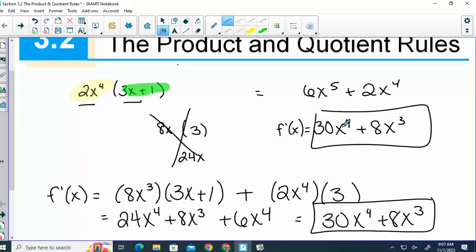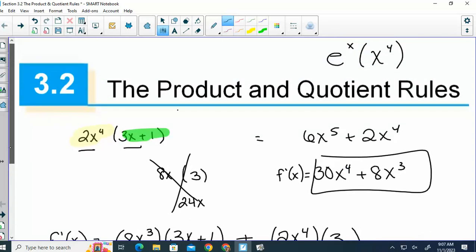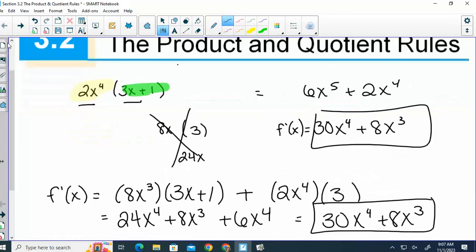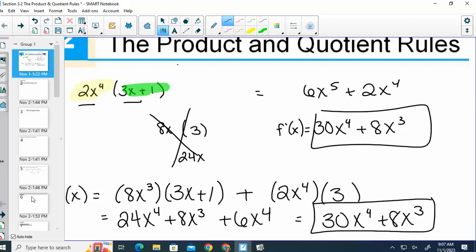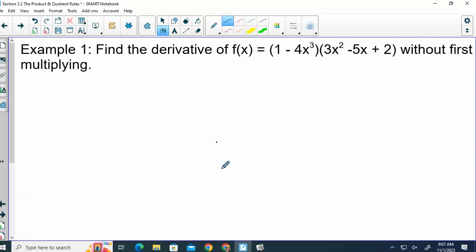There are some cases where we can't multiply it out, like when we have an e to the x times x to the fourth. In that case, we have no choice but to use the product rule. But if it is something that you could quickly multiply, you may choose to do that first before doing your derivative, and that's okay. Today, I'm just going to practice the product rule so I'm not multiplying it out just because I want to verify that this rule works. I want to practice it. I've asked you to do this derivative without multiplying it out first.